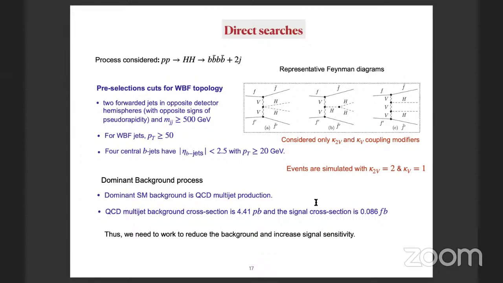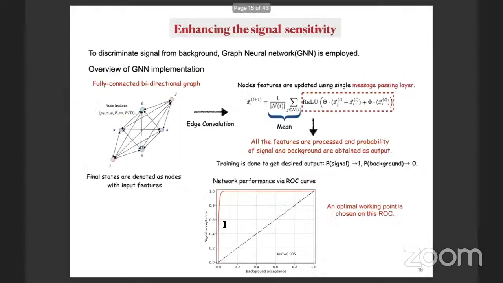What we saw is that the dominant background for this VBF topology is QCD multijet production. After generating the events, we saw that the QCD multijet background cross-section comes out to be 4.41 picobarns, whereas the signal cross-section comes out to be 0.086 femtobarns. So we need to work to reduce this background and increase the signal sensitivity.